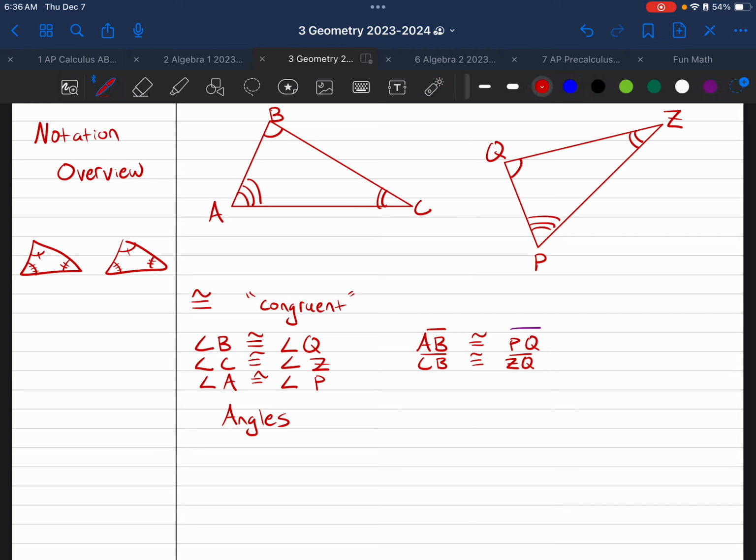What if I randomly say AC? So line segment AC is congruent to what? Go ahead and try this one again. You can pause the video.